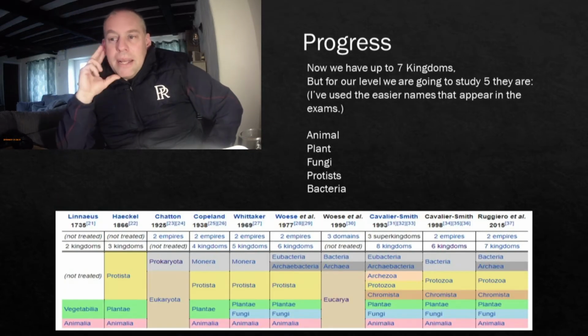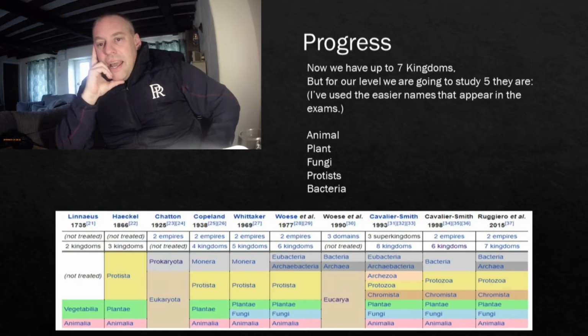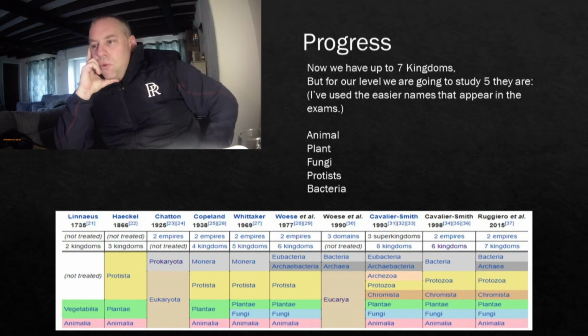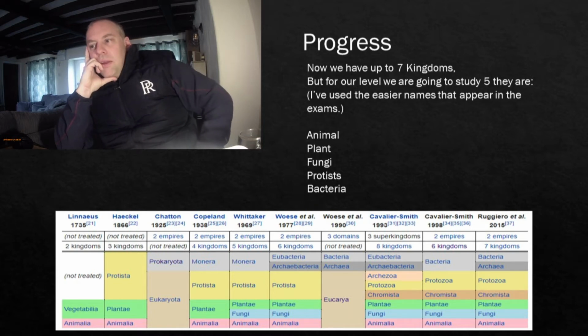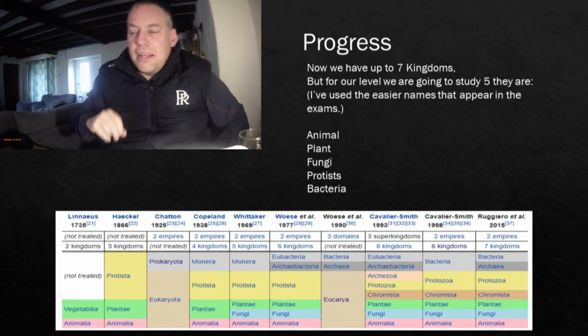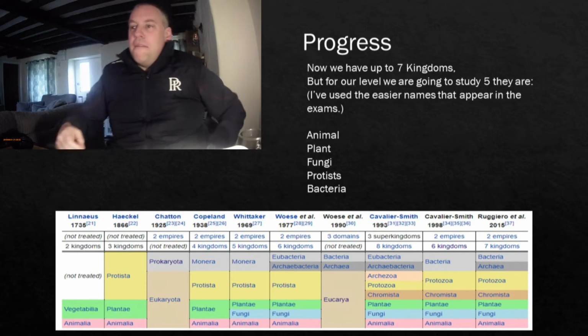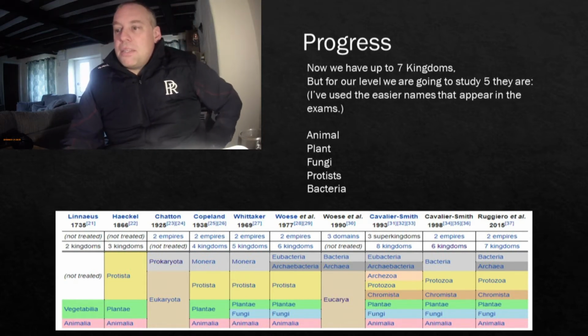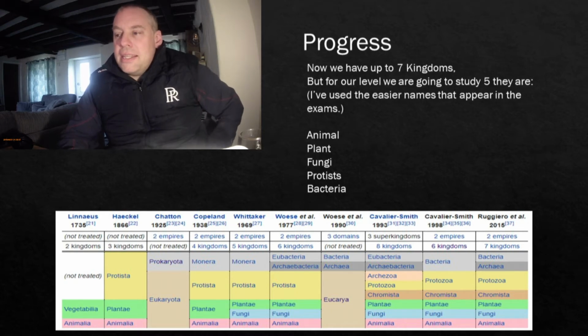Now, it's moved on a bit since then. Since Linnaeus, we've had various different scientists, Haeckel, Chatton, all the way up to Ruggiero and the modern systems, that have tried to change the groups. And we've ended up with the current system, which has 7 kingdoms and 2 empires. I'll talk about empires very briefly, but we are much more precise now about how we group the living organisms into these kingdoms.